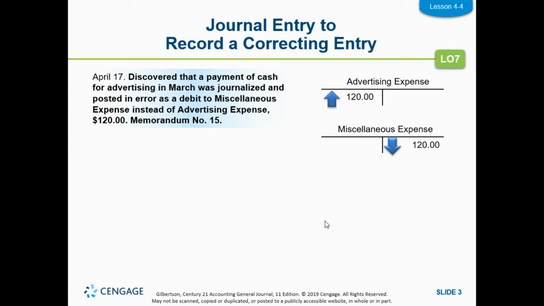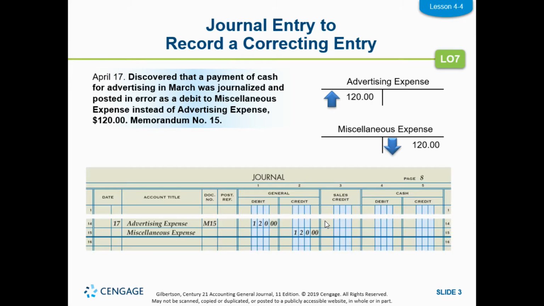Okay. Verify, of course, that debits and credits are correct for the correcting entry. And again, sometimes the error is not in recording the journal entry, but in posting, in this case, to the wrong account. So it would look like this. Our journal entry would show a general debit to advertising expense of $120 and a general credit to miscellaneous expense of $120. All right, there you go.